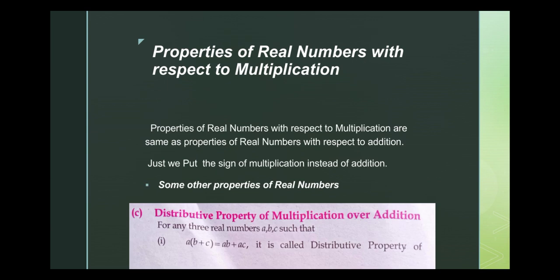Properties of real numbers with respect to multiplication are the same as the properties with respect to addition. We just put the sign of multiplication instead of addition. Some other properties of real numbers: the distributive property of multiplication over addition.